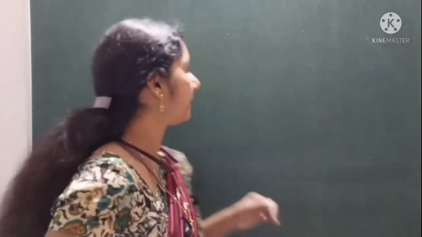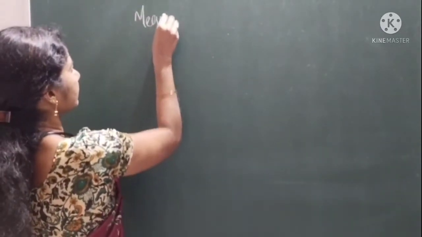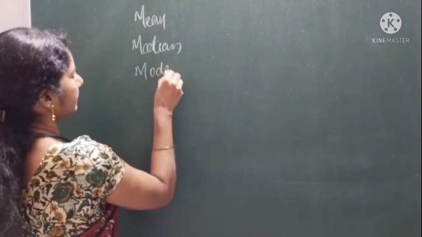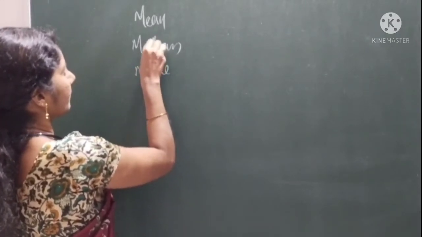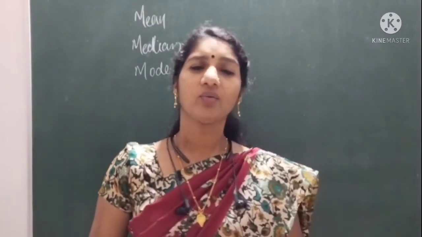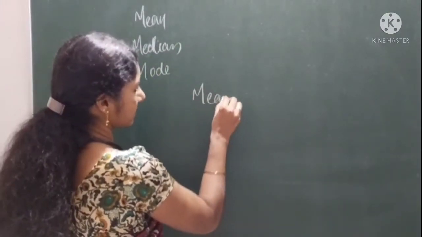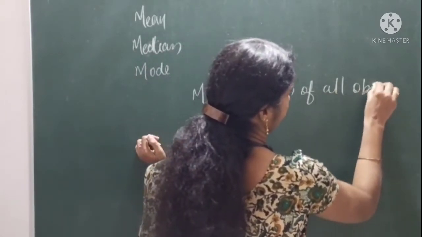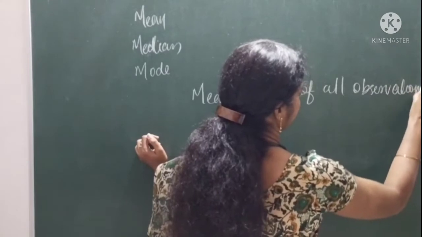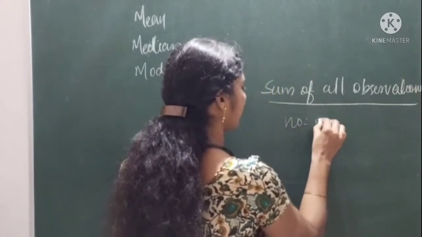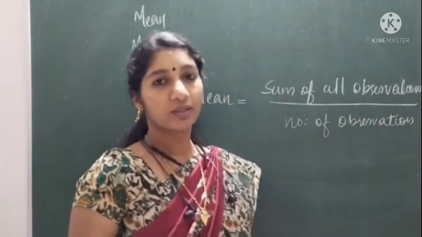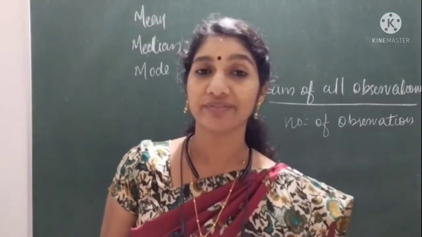They are mean, median and mode. Mean, median, mode. And how can we calculate mean? Mean is the average, we can find it like this: sum of all observations divided by number of observations. We will get the mean. Okay, so mean is one measure of central tendency.